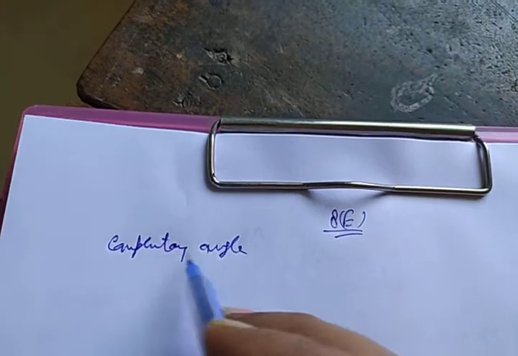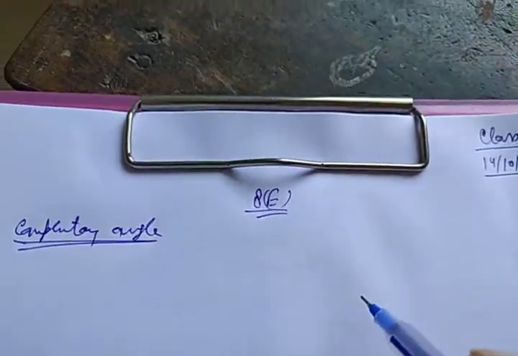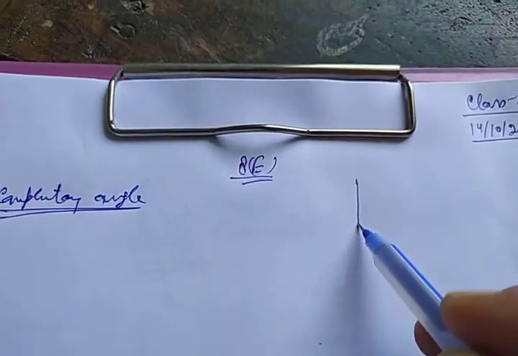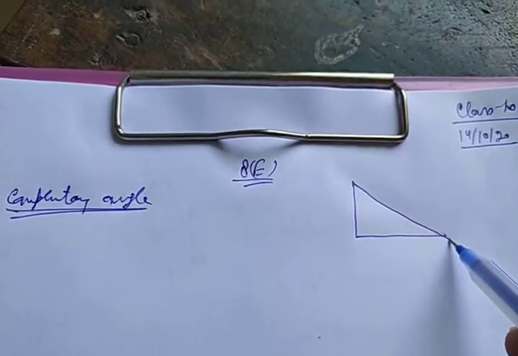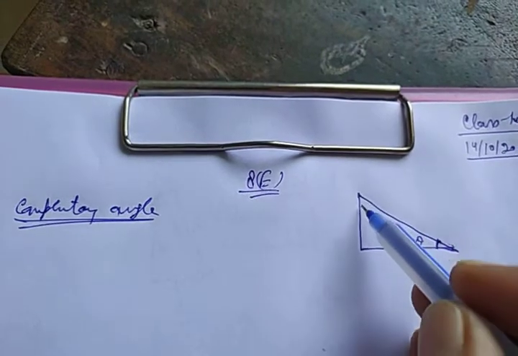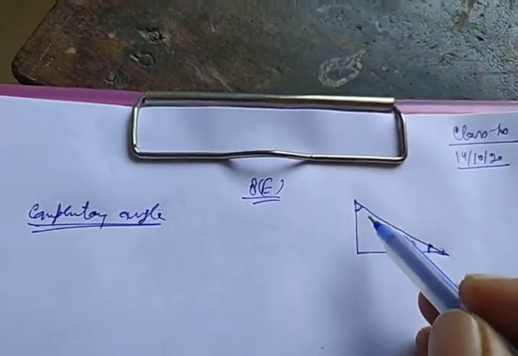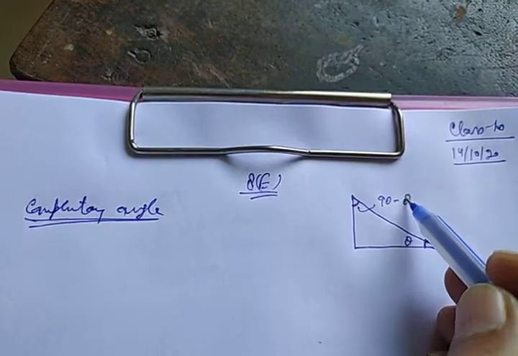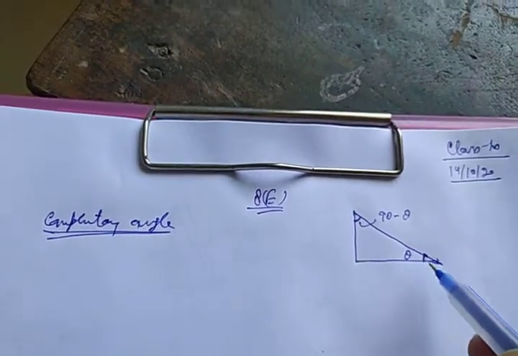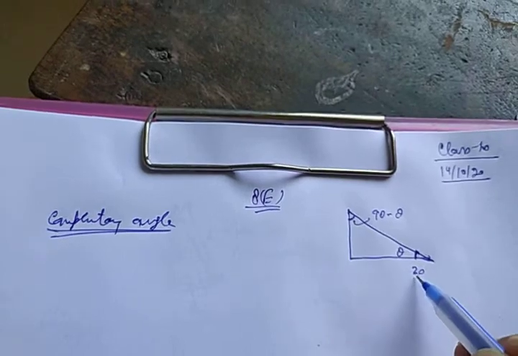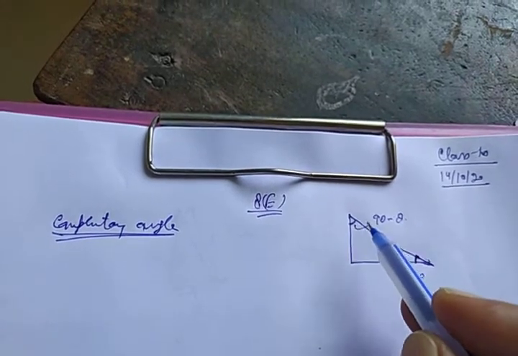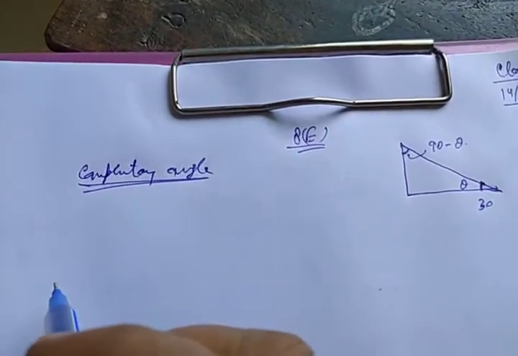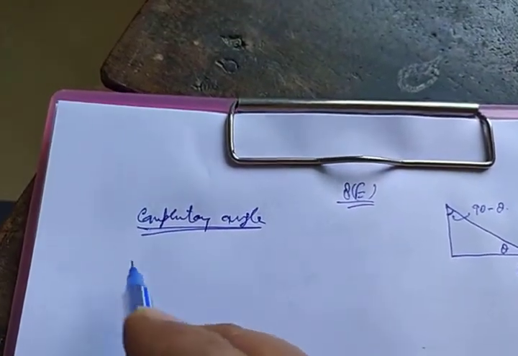Complementary angle means when the sum of two angles is 90 degrees, they are called complementary. Suppose this is the right angle triangle. If this angle is theta, then its complementary angle is denoted by 90 minus theta. Or in numerical value, if it is 30 degree, this would become 90 minus 30, that is 60 degree. Then the concept applying in our trigonometrical ratios, let us understand.